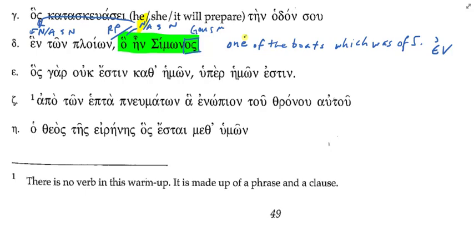Epsilon, right? Yeah, okay. Let's look at epsilon. So let's read this together. Ready? Hos gar ouk estin kath' hēmōn huper hēmōn estin. All right. So gar is for, and it's postpositive. I'm going to stick it on the outside in my English translation, right? For. Now, what's hos? Is it an article or a pronoun? It's a relative pronoun. What is the head of the relative pronoun?